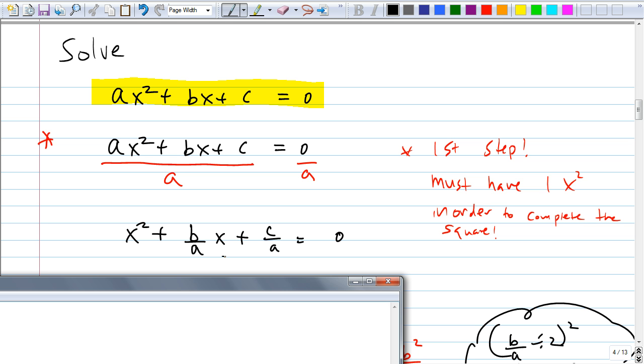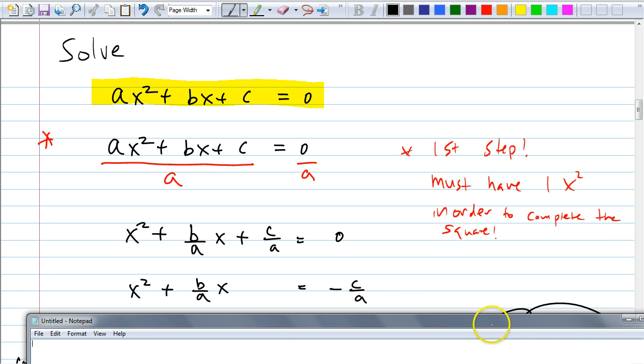Now, what do we need to do? It's the same exact step that we've been doing, except with some variables. What do we need to do next here? Nor? Subtract c over a. Isn't that what we want to do? So that we get rid of that term on the other side so we can complete the square. You guys remember that? Same exact thing we've been doing. There you are. And of course, write that down.